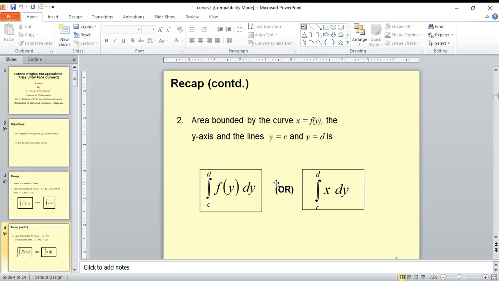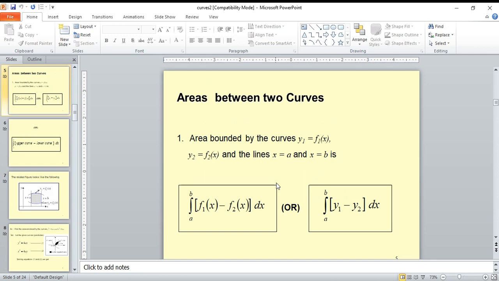Once again, last class we discussed and solved this type of problems. The area bounded by the curve x equal to f of y, the y-axis and the lines y equal to c and y equal to d is integration c to d f of y dy, or integration c to d x dy.